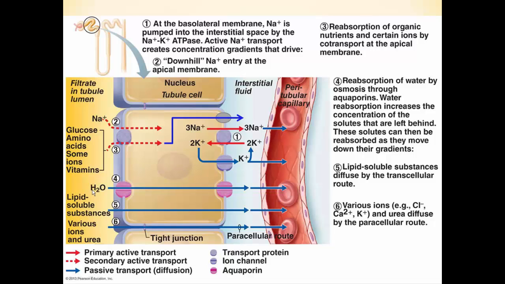Now, water has to move across the cell through what are called aquaporins. These are just little proteins in the cell that allow the water to diffuse. You can see it diffuses all the way across. And then lipid-soluble substances, since they're lipid-soluble and the cell membrane's made of lipids, they can simply diffuse across as well. The other ions, some urea, can move through the paracellular route in between those tight junctions and then diffuse into the blood.